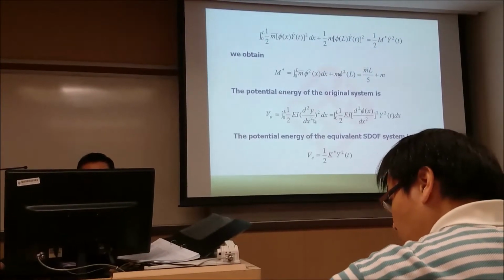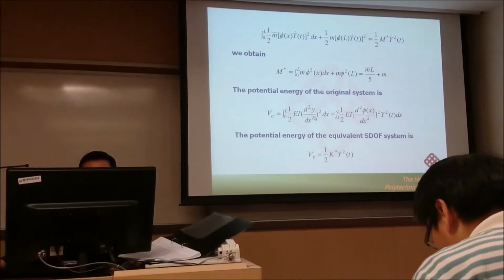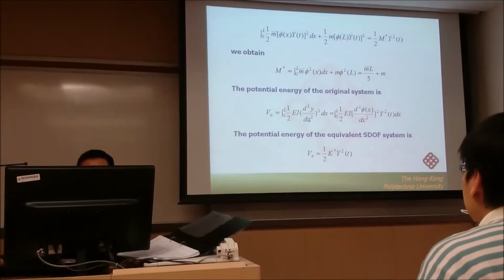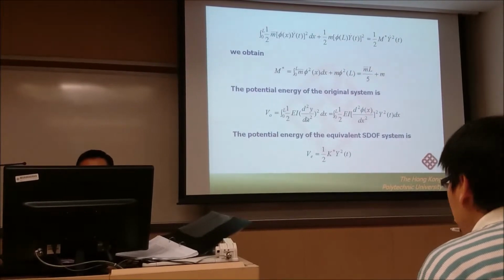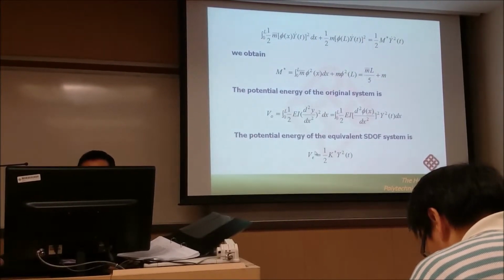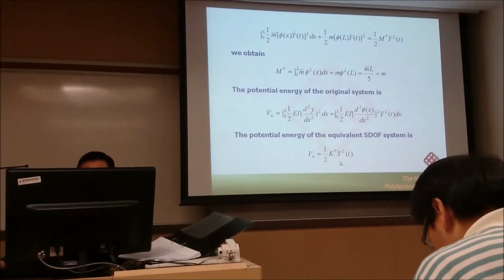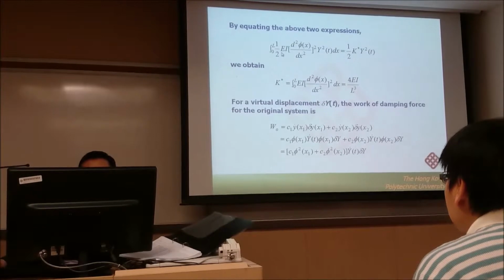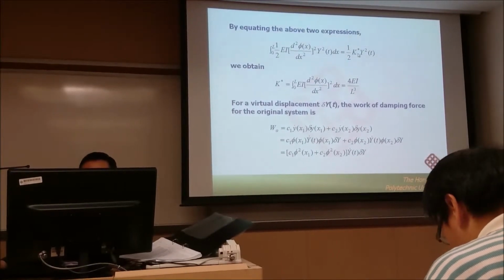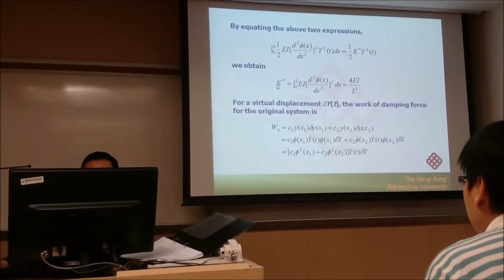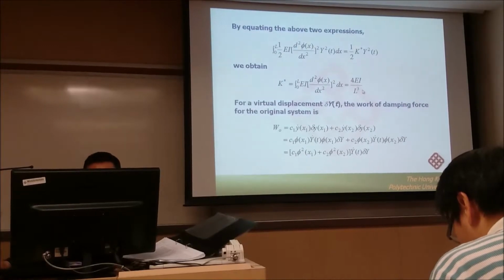We don't have any springs, so we just need to calculate the strain energy due to the bending. This is the standard formula for the equivalent system. So based on the equivalence of these two expansions, we can obtain the equivalent stiffness.